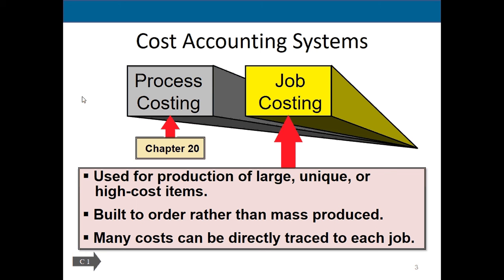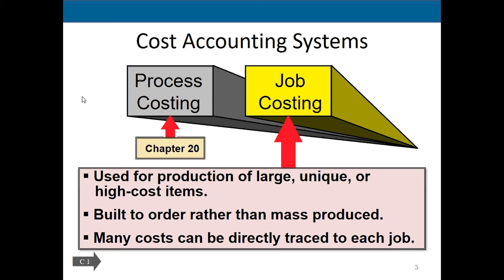You see there on the screen that we're going to talk about process costing more in a few chapters. Job costing is when we start to separate our product cost in detail by the job or by the project. But in job costing versus process costing, we're really talking about the production of large, unique, high-cost items, things that we can easily trace directly to a job.